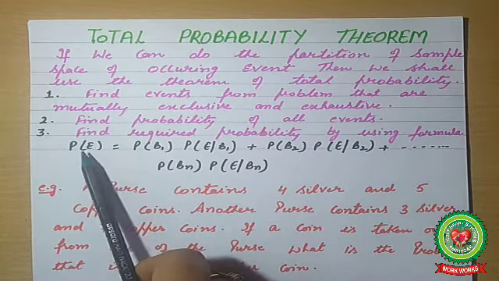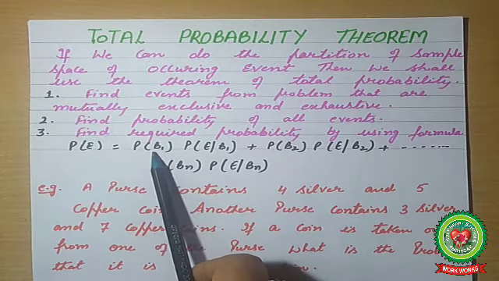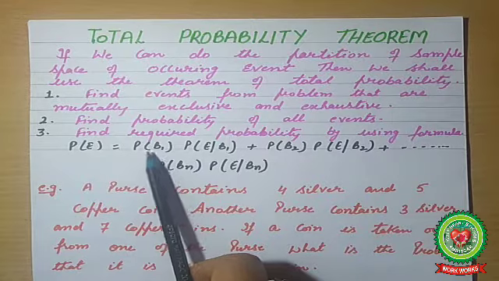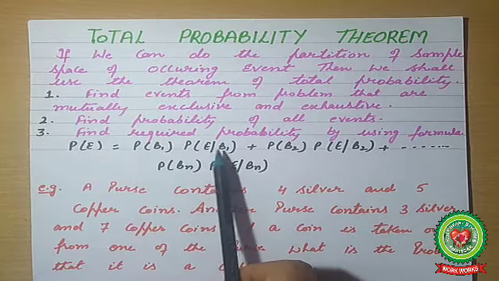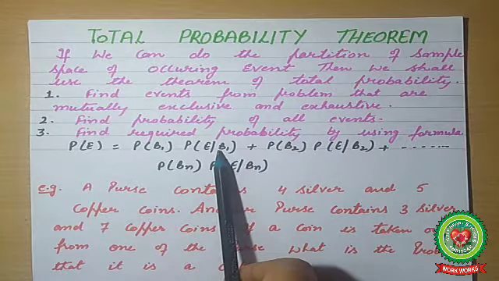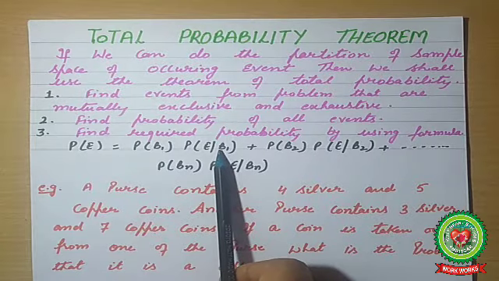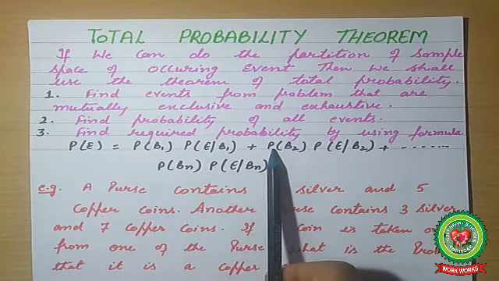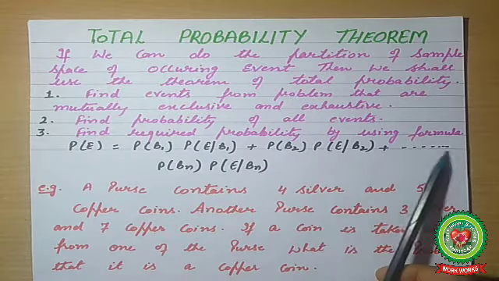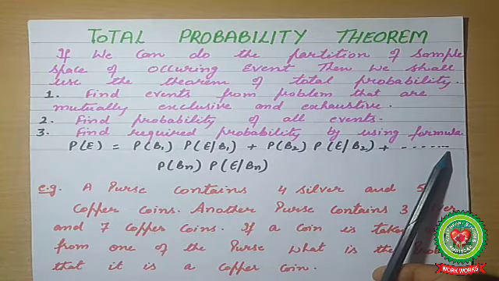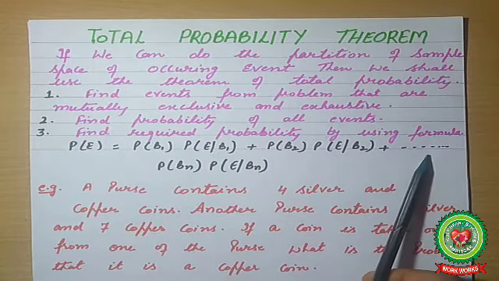Probability of the required event is equal to P(B1), the first part of the sample space which we have already divided, times P(E | B1), whose probability we have to find with the condition of the divided sample space. Similarly, P(B2) times P(E | B2), and so on, up to the part in which we have divided all the events. We will add all of these.